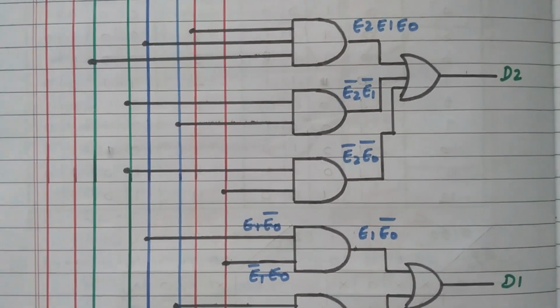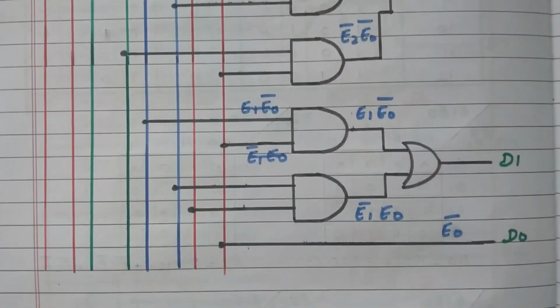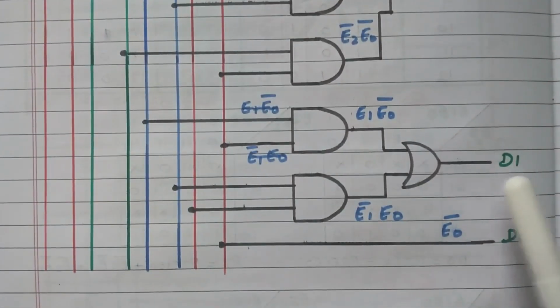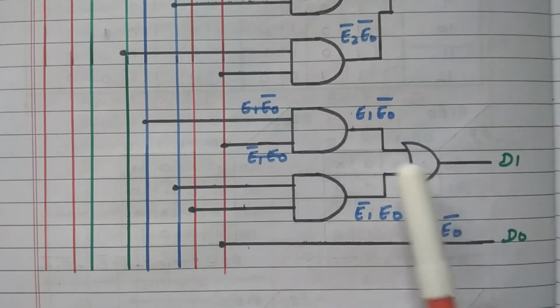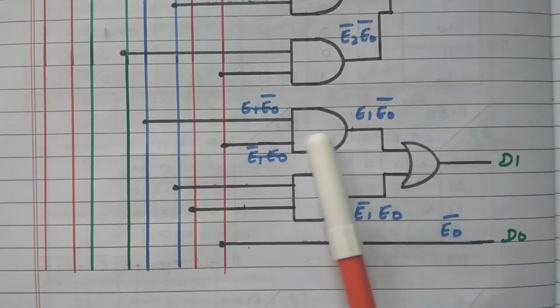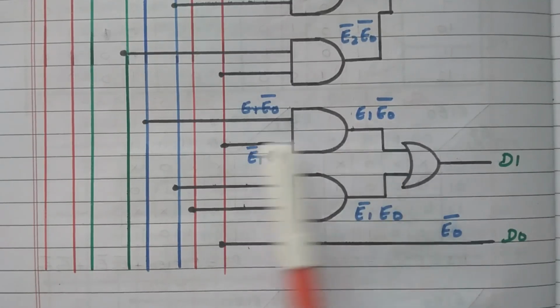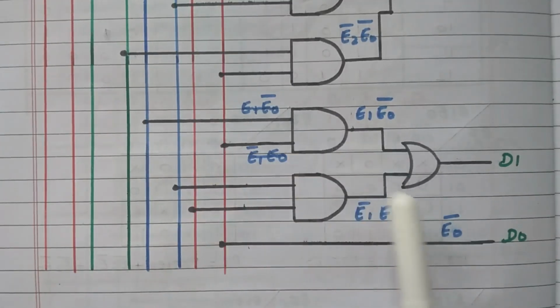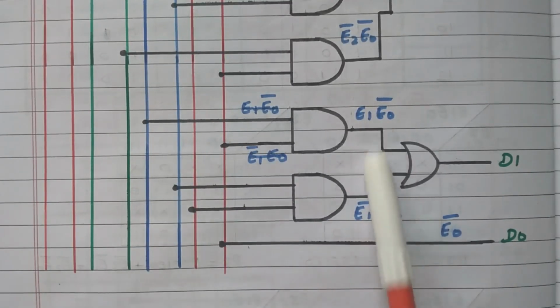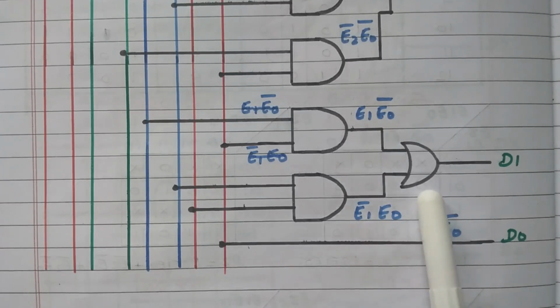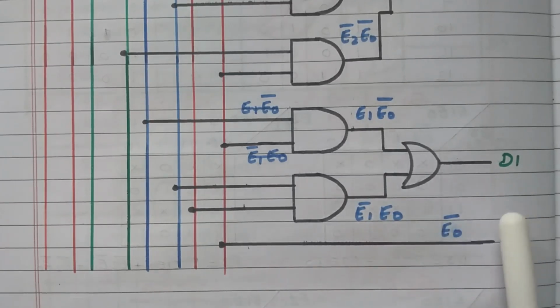Then we'll go for D1 and D0. D1 has two terms, added by this OR gate. How will you get this function? By using the AND gate. E1 and E0 are connected. Here E1 dash and E0 are connected. So that we got this value. These two are added by this OR gate, so that we got D1.